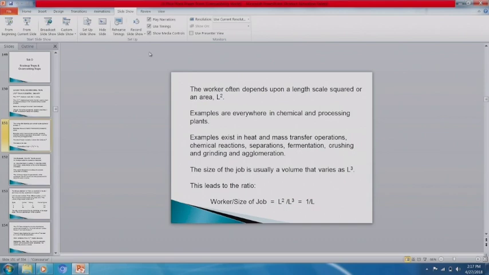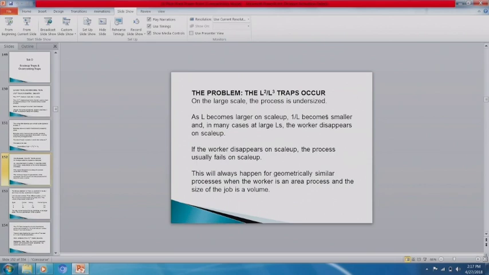Now let's see if that's true. Let's do just some simple calculations. Problem: process is undersized. When L becomes larger on scale up, 1 over L becomes smaller. In many cases, at large L's, the worker disappears on scale up. If the worker disappears, the process fails. This usually happens for geometrically similar processes when the worker is an area and volume is the size of the job, right?